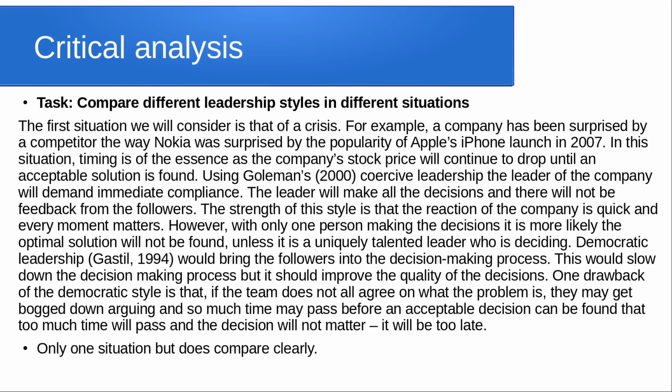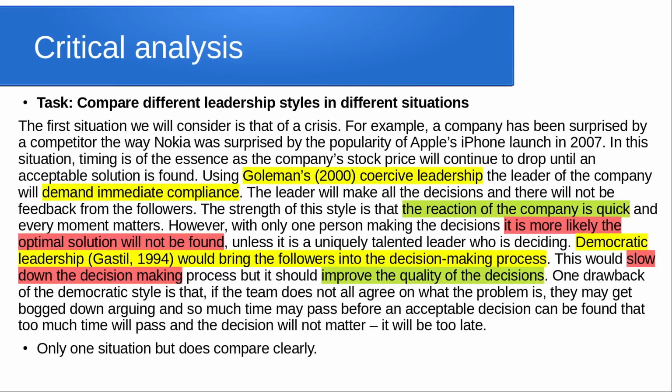This might help you to see how these are being compared. So we can see Goleman's coercive leadership will demand immediate compliance. The reaction of the company is quick. That's the positive side of coercive leadership. The negative side in red, it is more likely that the optimal solution will not be found. Then we have a second leadership style, democratic leadership, would bring the followers into the decision-making process. The bad thing is it slows down the decision-making. The good thing is it improves the quality of the decisions.